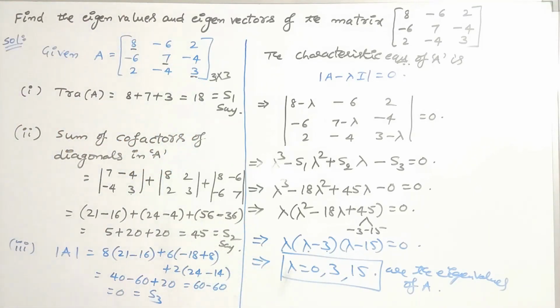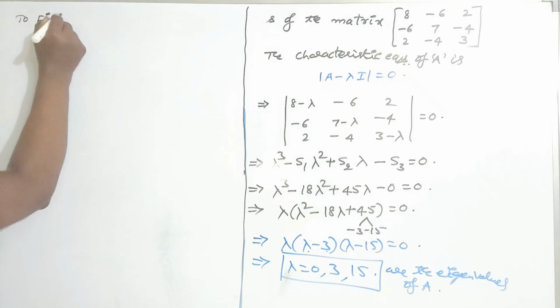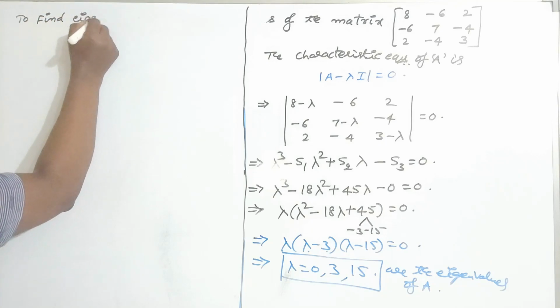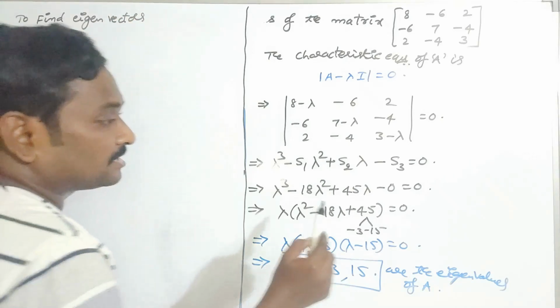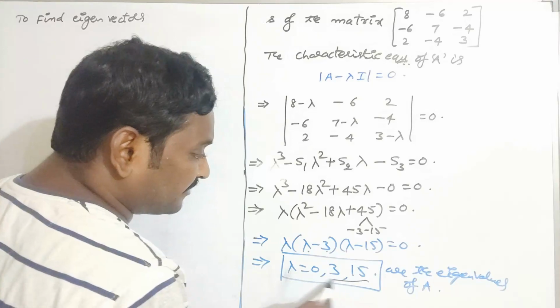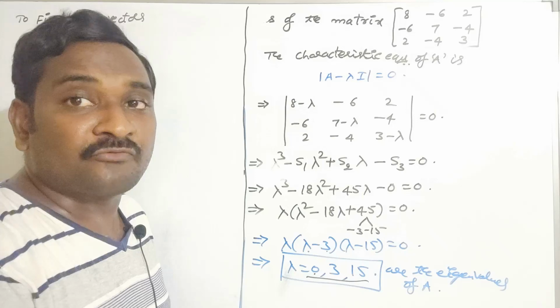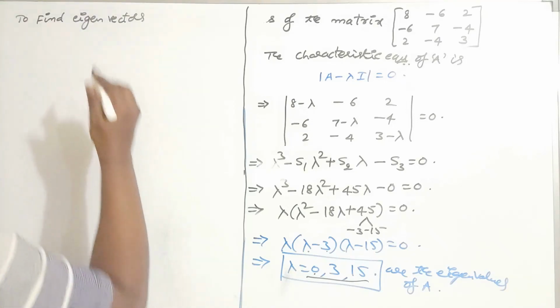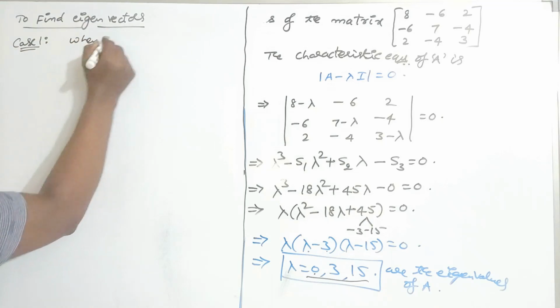Since capital A is a 3 by 3 matrix, it has exactly 3 eigenvalues and every eigenvalue has an eigenvector. So in 3 cases we have to find 3 eigenvectors. Case 1. What is the first eigenvalue? Lambda is equal to 0.